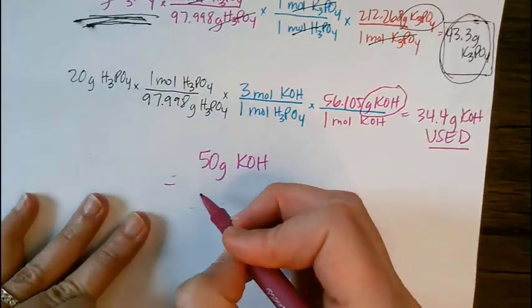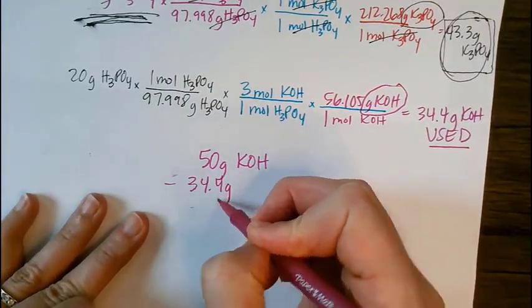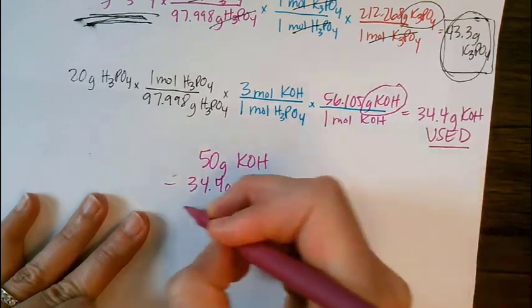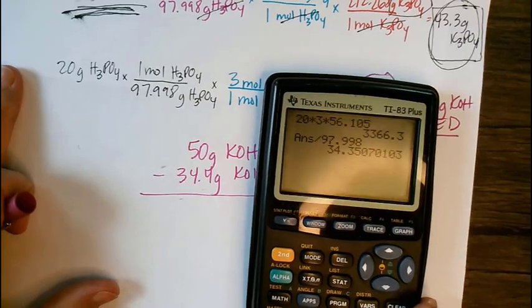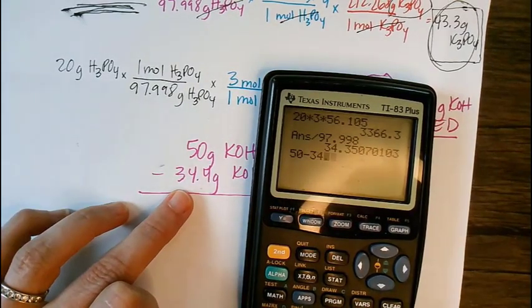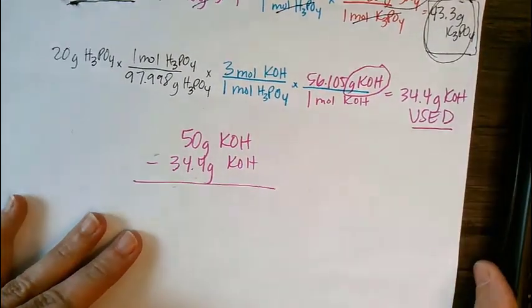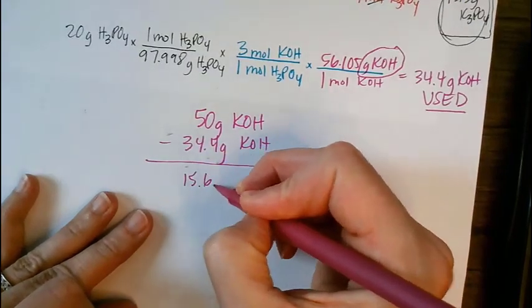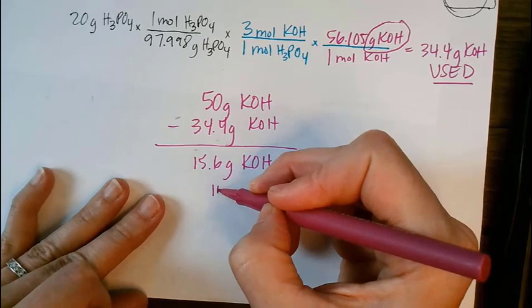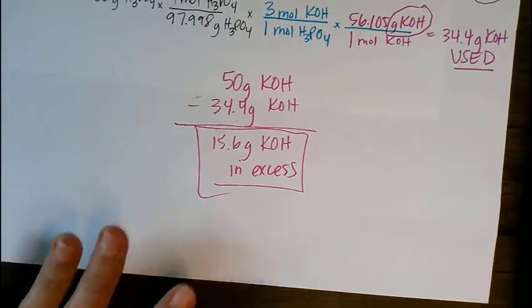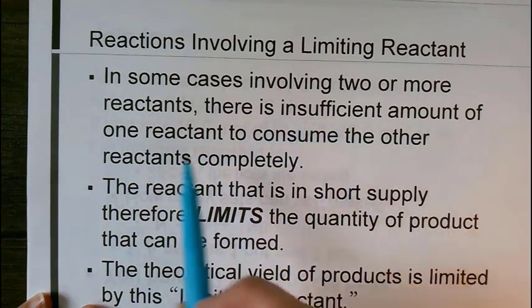I started with 50 grams of KOH. I used 34.4 grams of KOH. So let's just subtract that to see how much excess or extra there was. 50 minus 34.4, we have 15.6 grams KOH in excess. Great work, everyone.